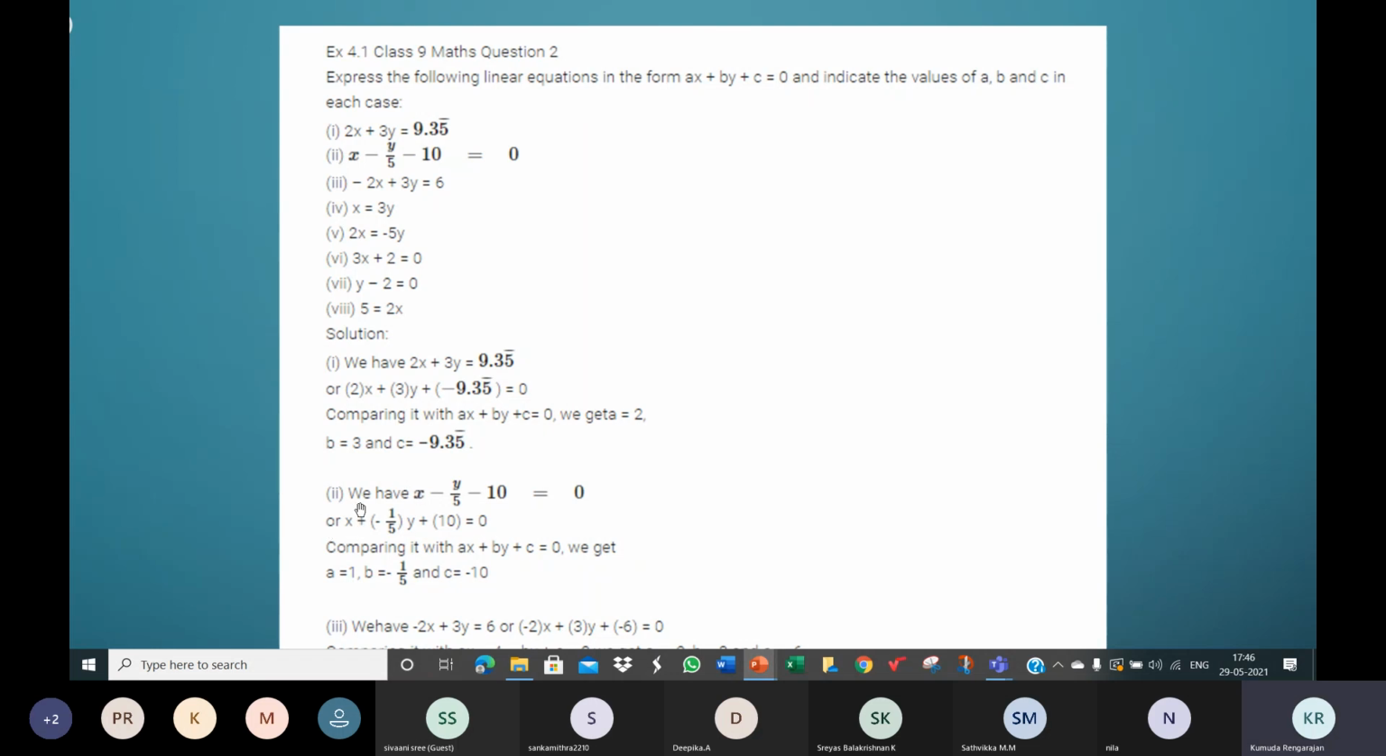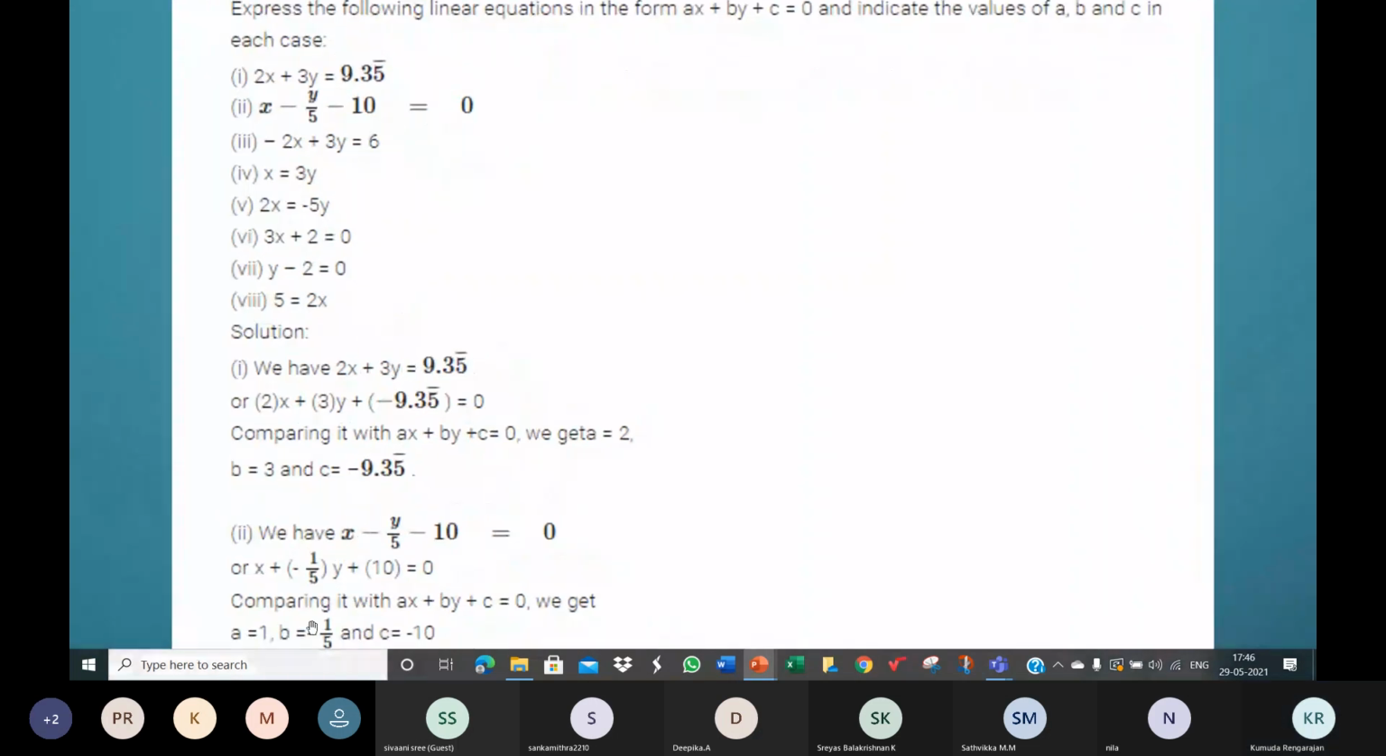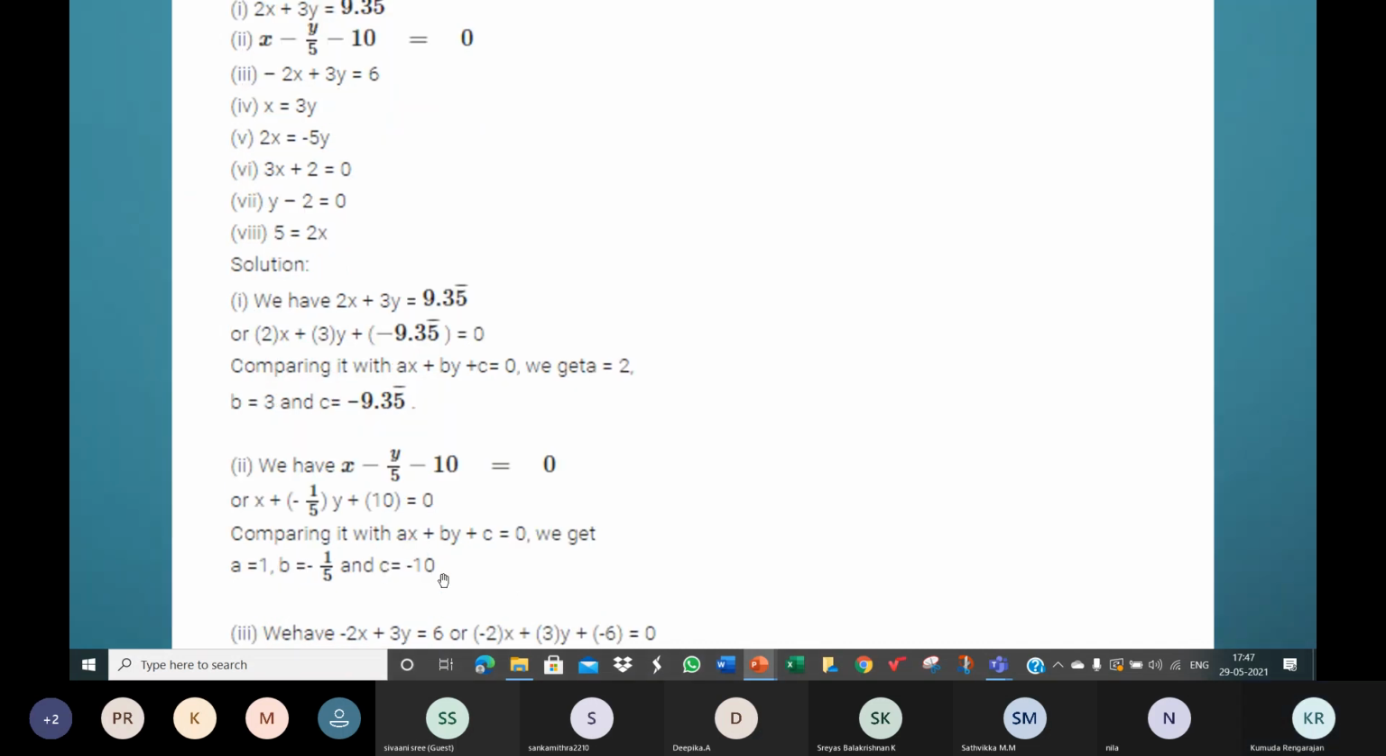X, show a plus outside. X plus, what is this? 1 by 5y. So in the bracket, you must say minus 1 by 5, because I've taken a plus outside. So minus 1 by 5y plus, in the bracket, you must say minus 10. The minus is missing here. Minus 10 is equal to 0. This is not compulsory.